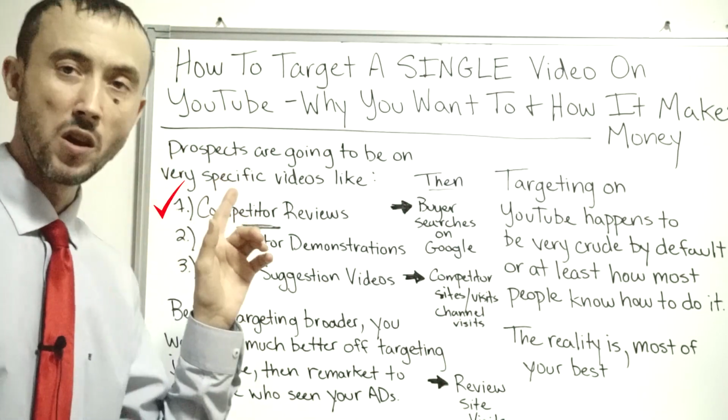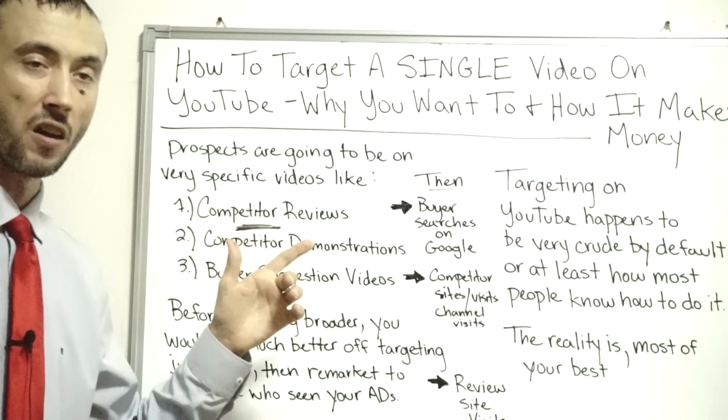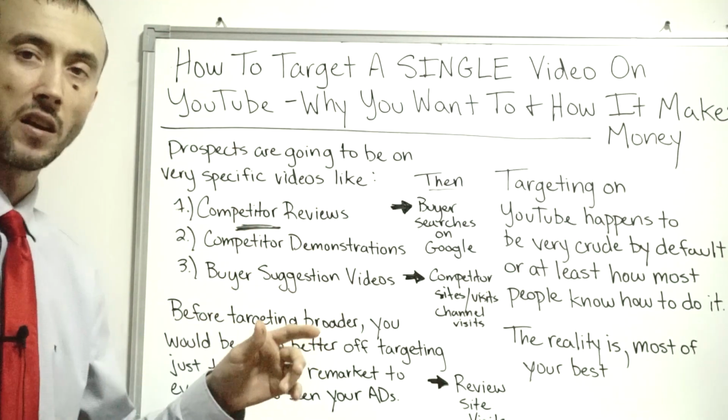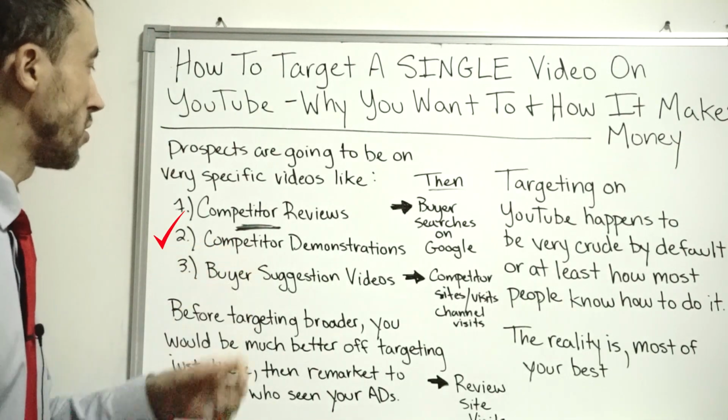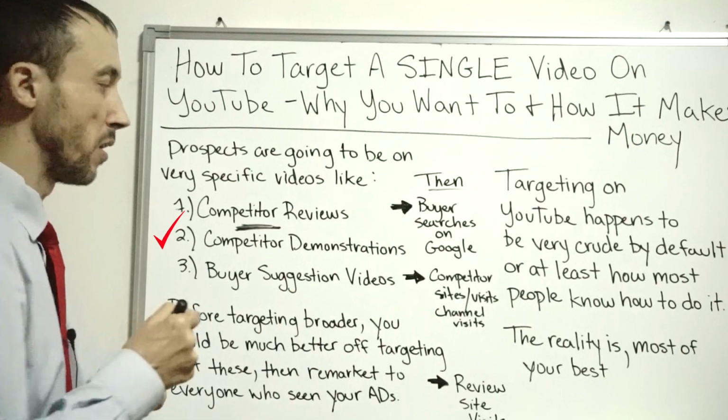So that would be what you want to first do in terms of targeting on YouTube. That's going to make you the most money the quickest. Secondly, along with this, you're going to have your data entry person find you all the competitor demonstration videos.